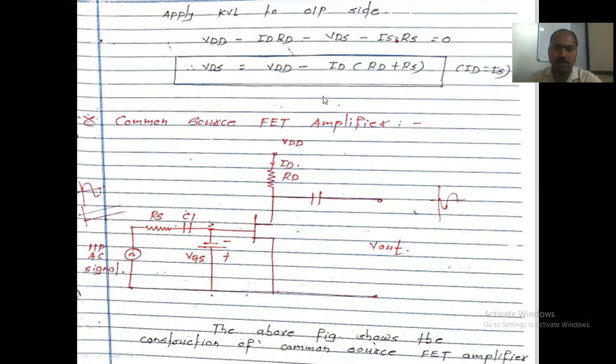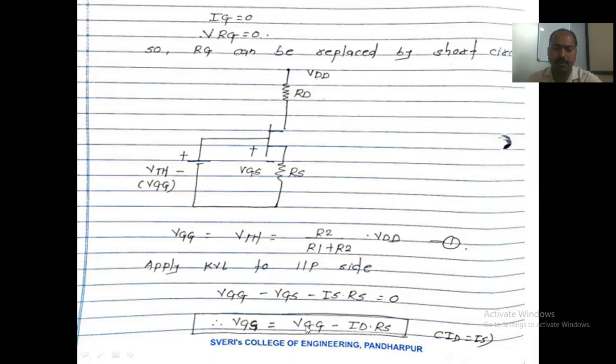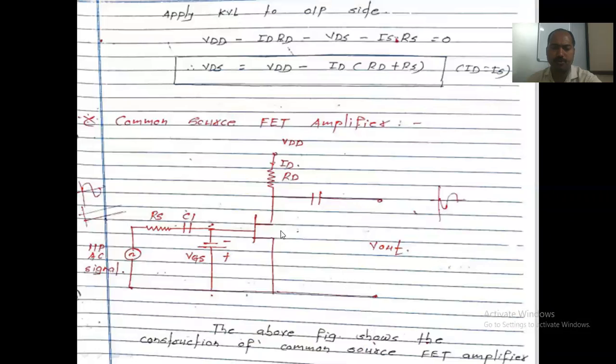Now this is the thing with respect to input, but when we apply the KVL to the output side, we get another equation, that is plus VDD minus, this is the current flowing through the RD, that is ID. So plus VDD minus ID into RD. There is one voltage, drain to source, that is plus minus VDS. The current flowing through this is IS, and current flowing through this RS. So plus VDD minus ID into RD minus VDS minus IS into RS. This is the thing with respect to your output equation.